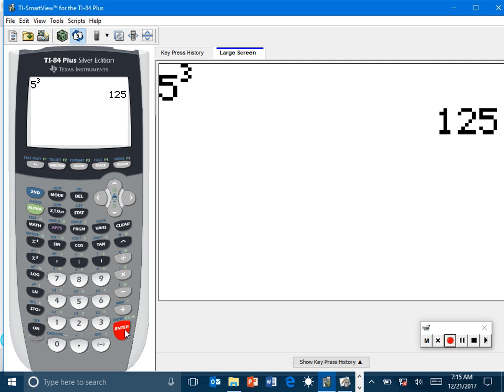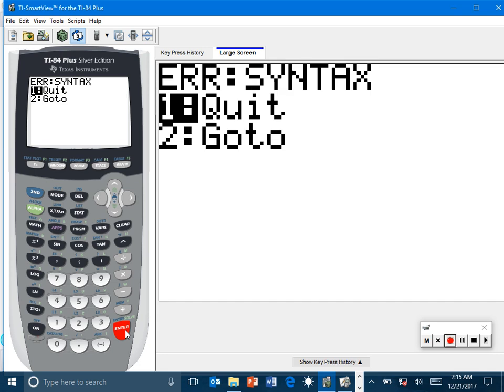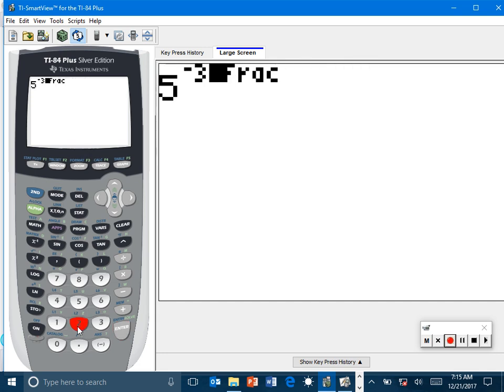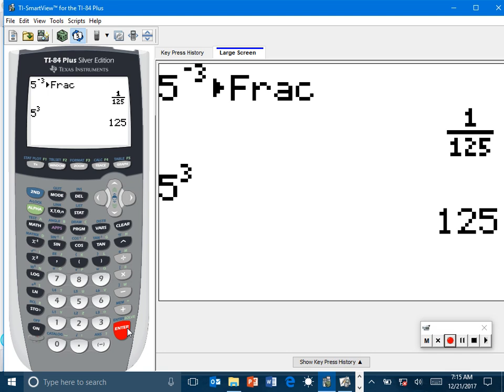So when I stick a negative on it, and I use my fraction button, whoops, it didn't like that. Let's see what I did wrong. Oh, okay, negative third, and then math fraction. There we go. And again, 5 to the positive third was 125. So a little trick there if you think through it.